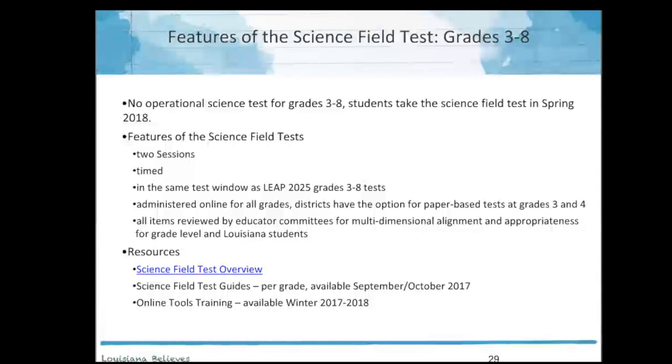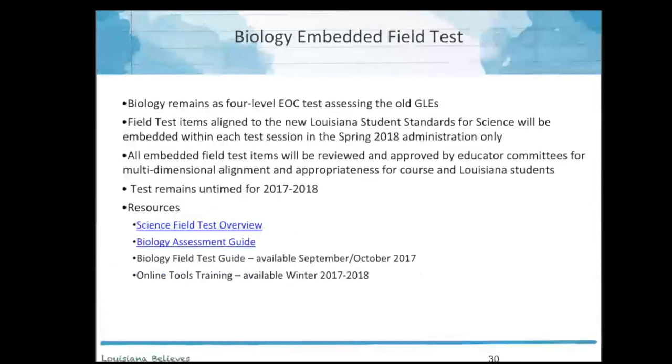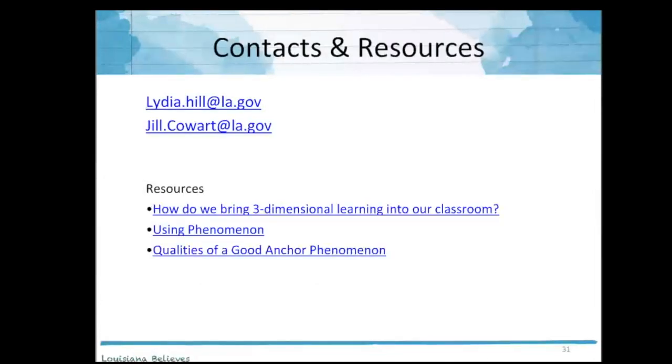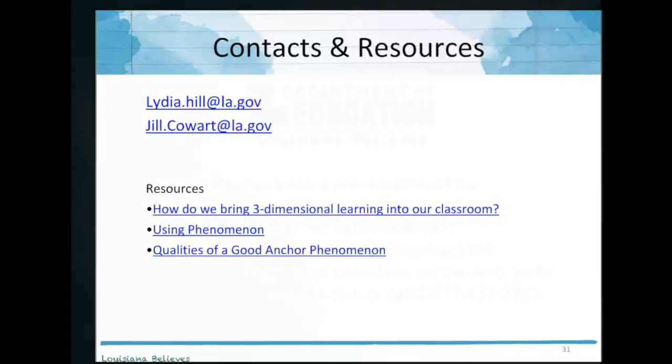For grades 3 through 8, we will not have any type of operational assessment, but students will take a field test assessment, which will be comprised of 2 sessions, and those 2 sessions will be timed. Students in grades 3 through 4 will have the option to take a paper-based assessment. All of the information that I am discussing can be found in the science field test overview, which is linked here. For high school, the biology EOC will remain operational, and within that EOC, some field test items will be included.